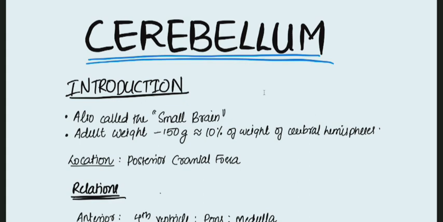And the cerebellum is located in the posterior cranial fossa. The floor of the cranial cavity is divided into anterior cranial fossa, the middle cranial fossa and the posterior cranial fossa. The cerebellum is located in the posterior cranial fossa.